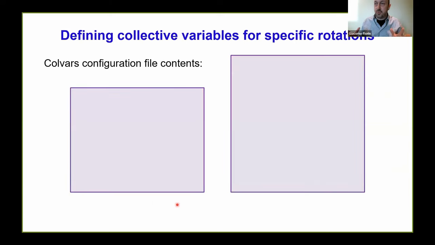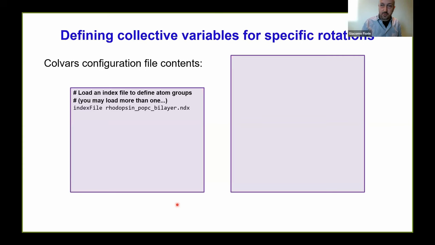So how to do it? We are going to see here how to write a configuration file for Colvars that is pretty much complete, ready to run, except of course for the topology and all the information that you already have for a standard GROMACS simulation. First, as usual, we have to define some atom selection, some atom groups, and we load a GROMACS format index file. There is a little caveat here, which is not very inconvenient to you, but has to be noted nonetheless.